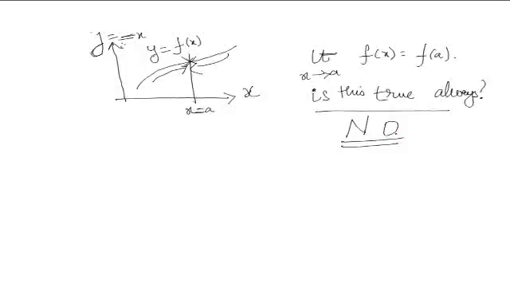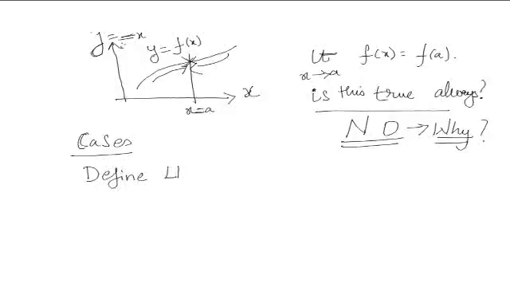Now let us see some cases to understand why it is no. The moment I have said no, we should understand why it is no. Okay. Now let us see a few cases. And first thing, let us define, as a requirement, what we mean by left hand limit and right hand limit.